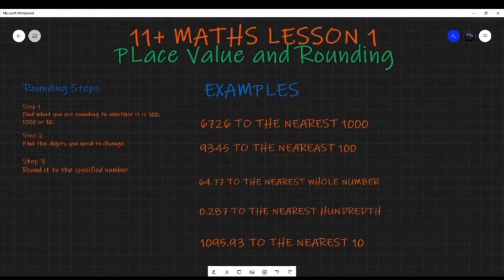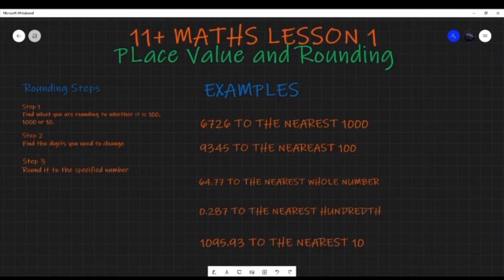And then, if that number is below 5, so in the example of 6,726, the nearest thousand, if this number is below 5, you would round down. Because this is above 5, the 6 would go to 7, and the answer would be 7,000. So in this, for the nearest hundred, you look at 4, and this is below 5. So you'd round 9,345 down to 9,200 because this is below 5.